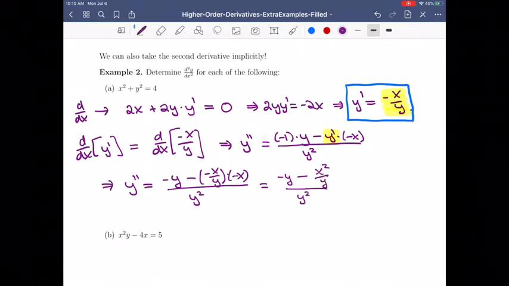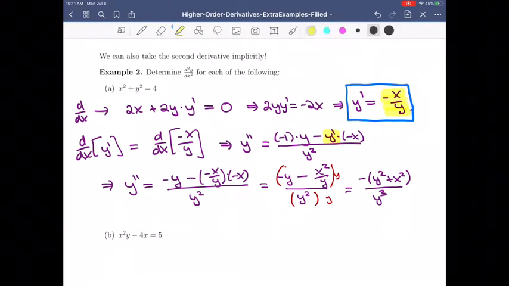y squared. Now this looks ugly, so I'm going to multiply by y over y to make it look a bit nicer, and I'm going to factor out a negative. So I'm going to have negative y squared plus x squared over y cubed. Now here's another little nice trick that happens occasionally, not all the time, but I know that I can simplify x squared plus y squared, because from the equation, that's equal to 4. So in fact, my y double prime here is going to be negative 4 over y cubed.